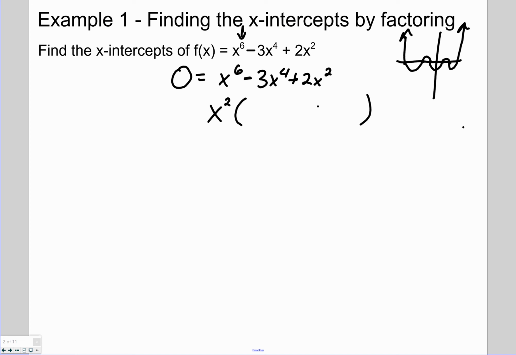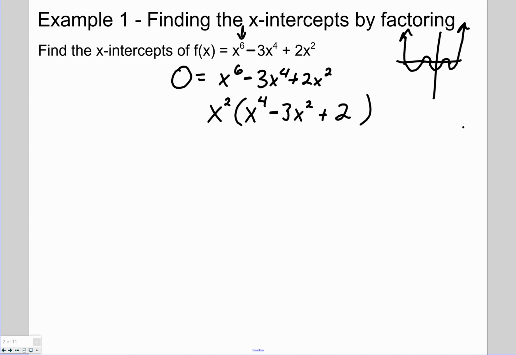What happens when you factor out x squared? You have x to the 4th power minus 3x squared plus just 2. Right? The x squared is gone. It's been pulled out. All right? Now, I'm not going to do anything with the x squared in front. I'm going to leave that alone for now.